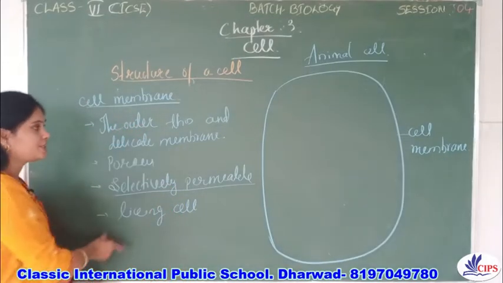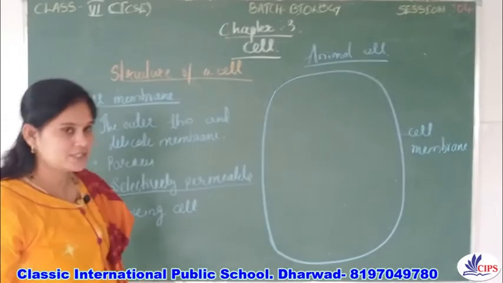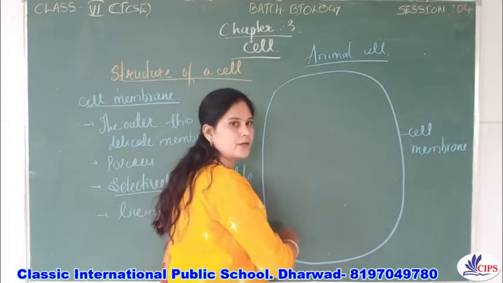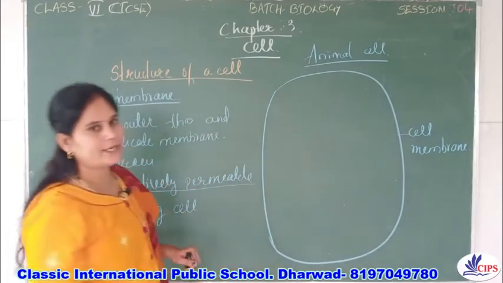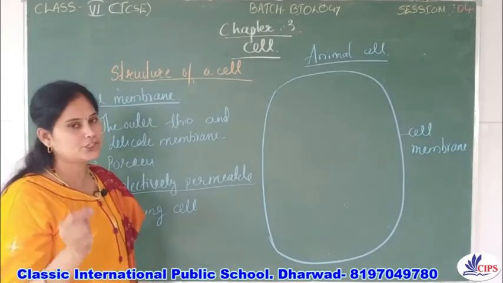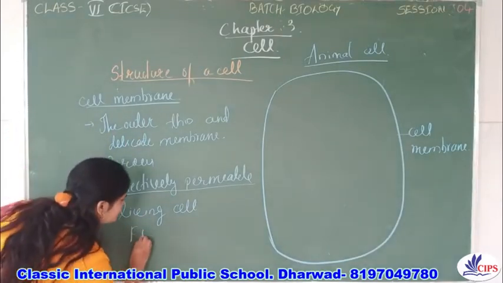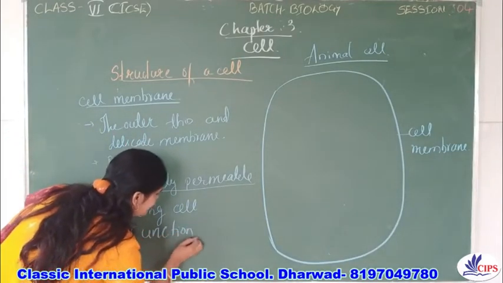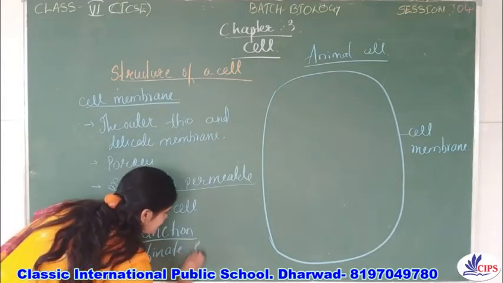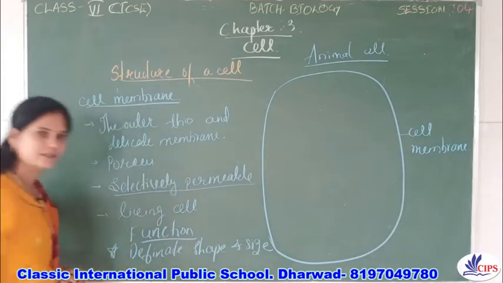Now, depending upon these, we can easily list out the functions, right? Since it is the outermost layer, the outermost thin and delicate layer, it gives the definite shape and size to the cell, right? So what will be the first function, children? It gives a definite shape and size to the cell, right?